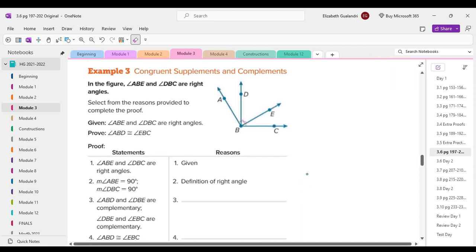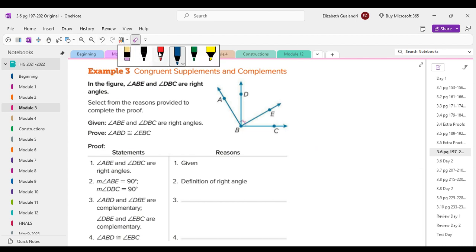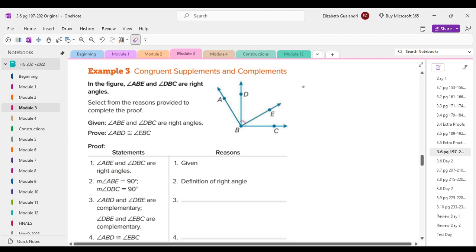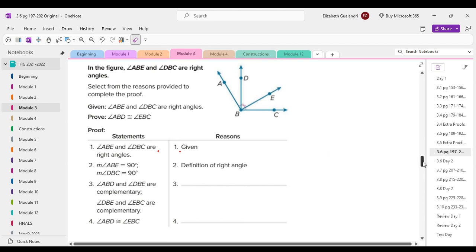Okay, so now we get into the examples, and I will talk through a few of the, you could do this or that, and that's where these can get confusing, but I like to give you all the different ideas for these. So given in this, ABE and DBC are right angles, so they have their given listed right there. We're trying to prove ABD congruent to EBC, so we're going to build to that.